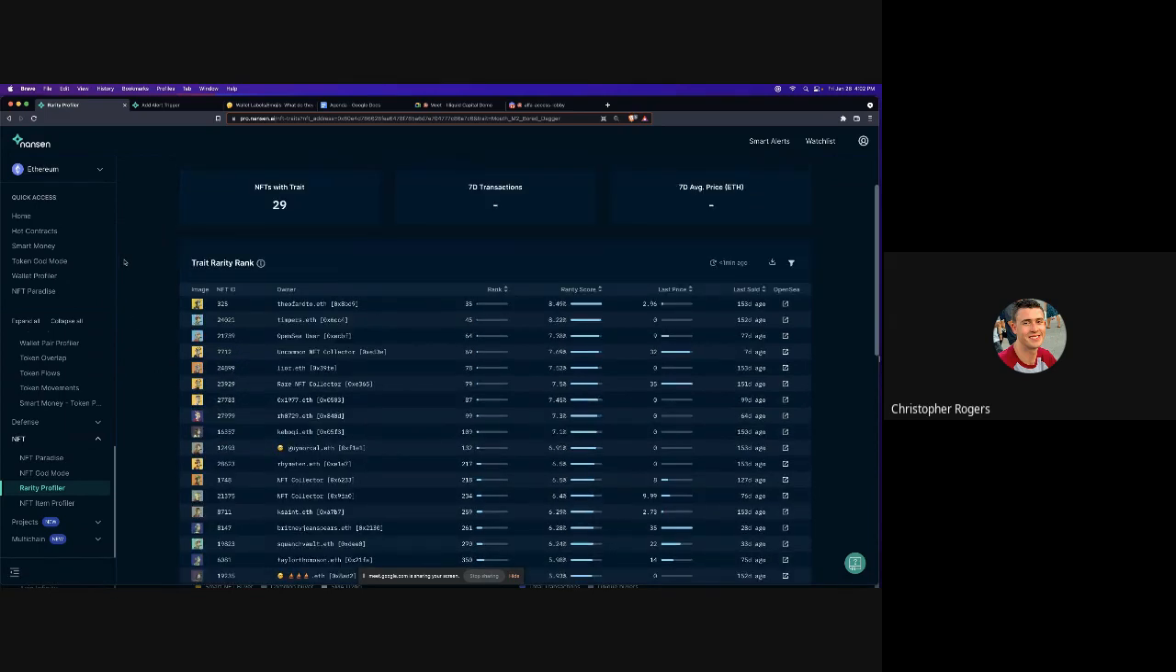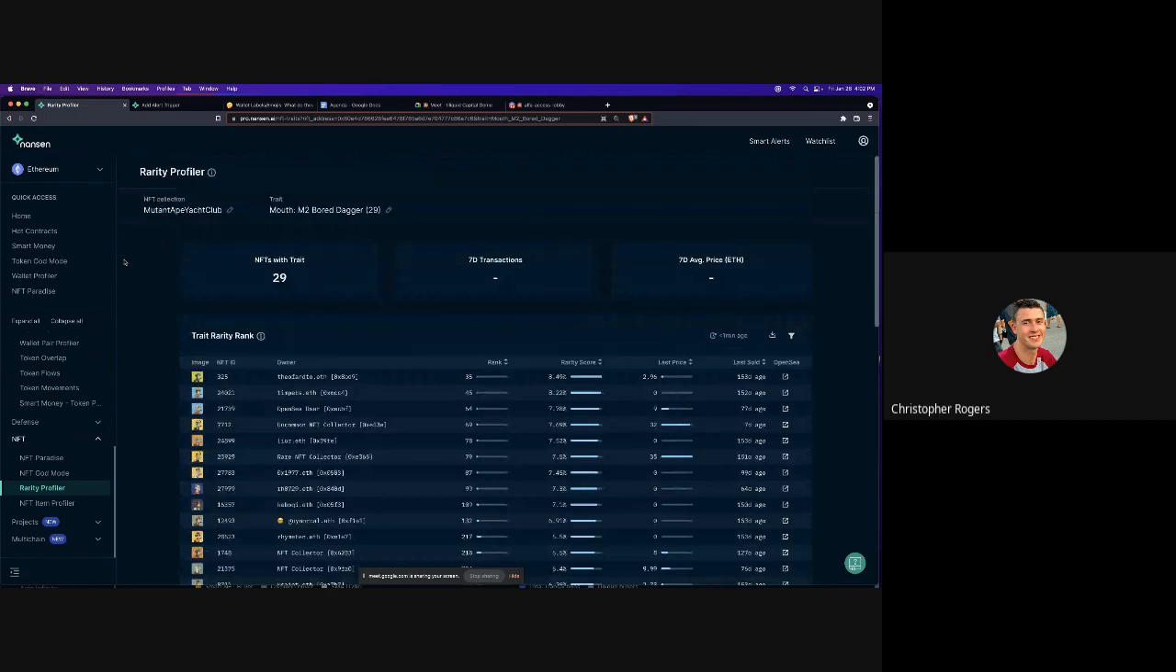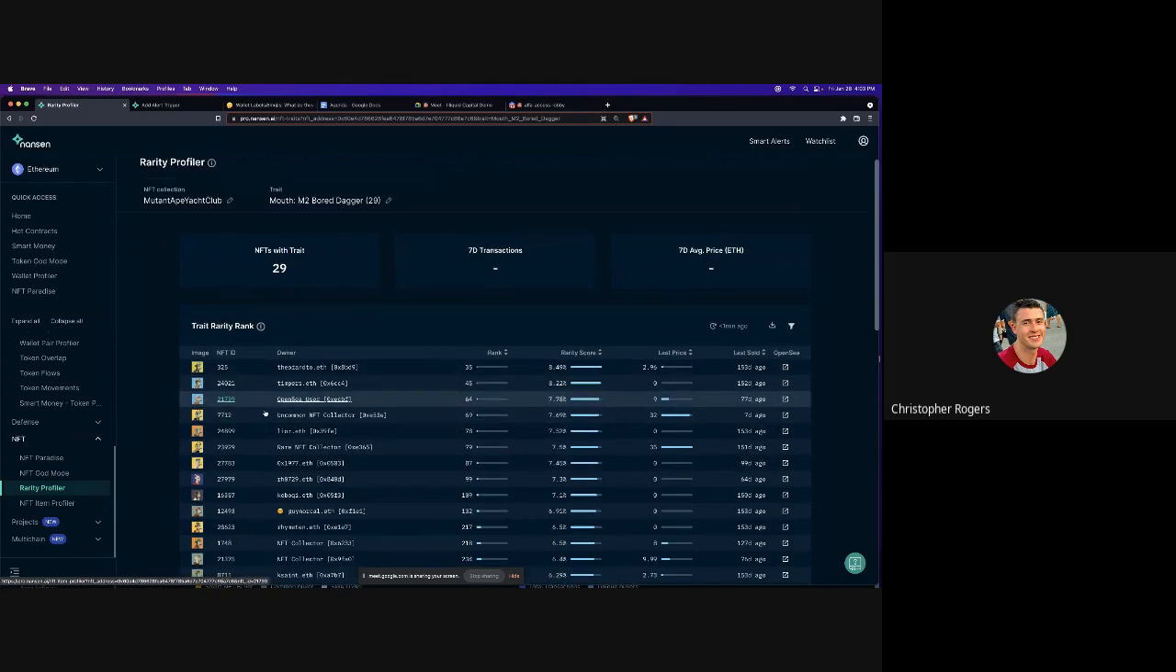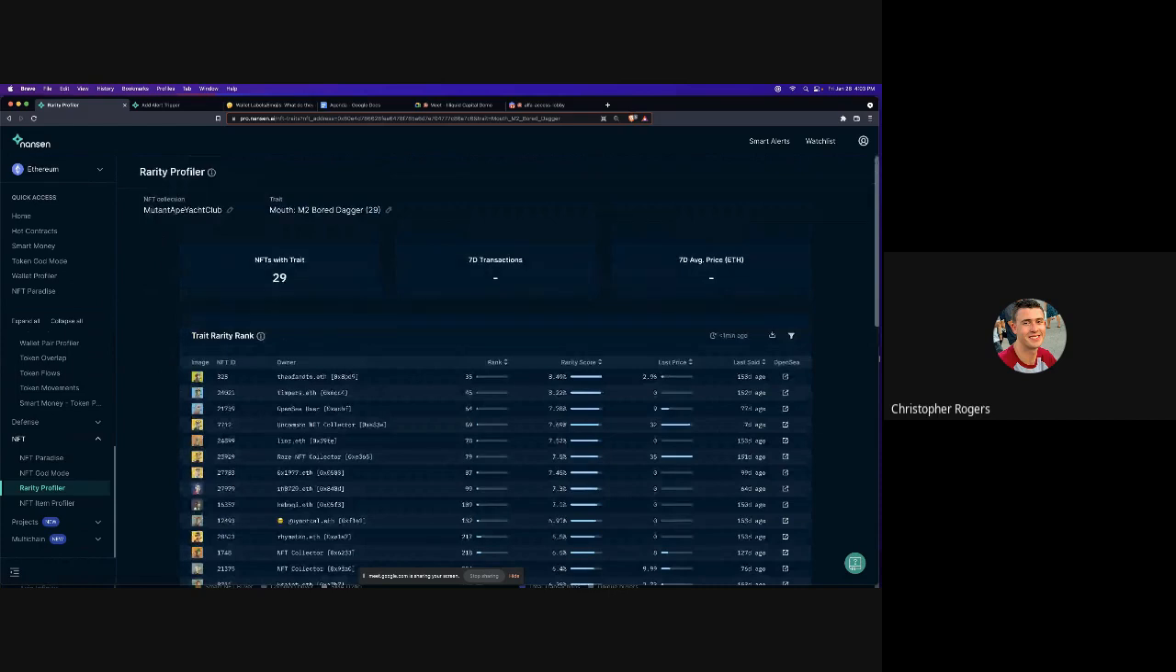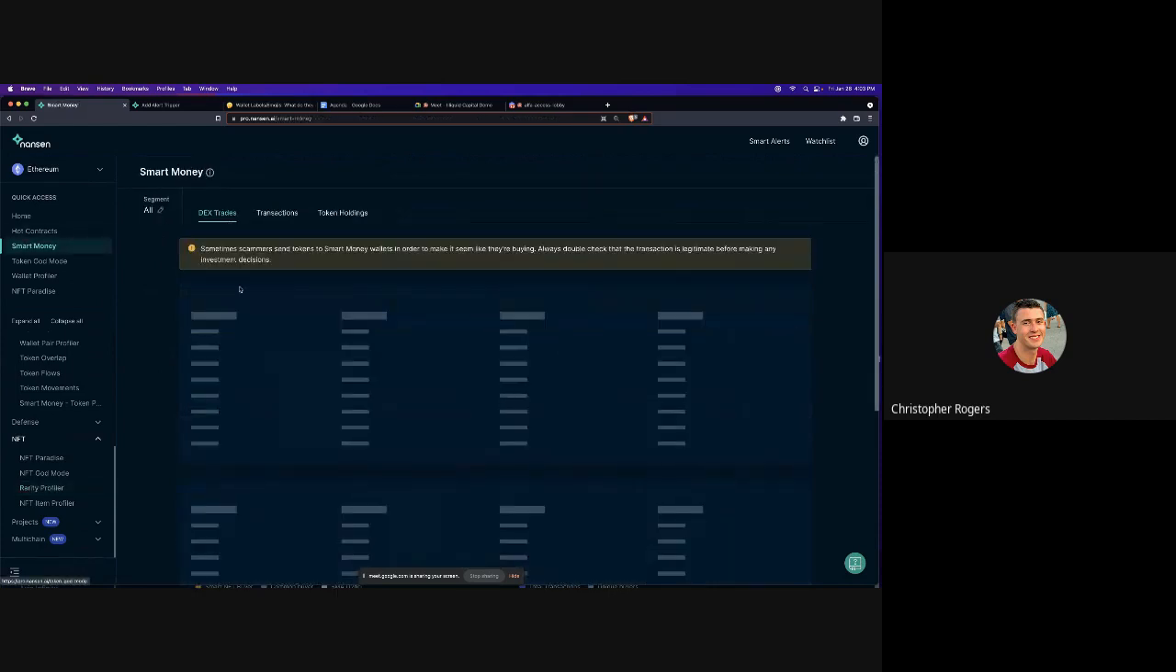All right. So lastly, before we give the last 5 to 10 minutes for questions, we've covered general navigation and setting up smart alerts. In addition to that, we've also talked about our NFT Paradise tools, NFT token God Mode, and then from there, we dove into our rarity profiler, so you can get a rarity score on traits from an NFT collection. So for this last section, I'd like to take a look at smart money.